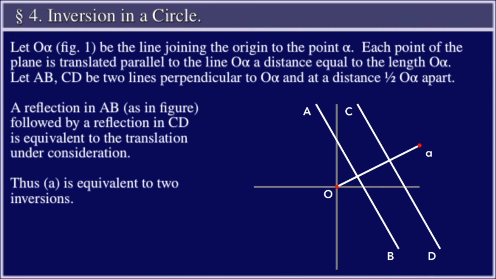Each point of the plane is translated parallel to the line Oα, a distance equal to the length Oα. Let AB and CD be two lines perpendicular to Oα and at a distance 1/2 Oα apart. A reflection in AB, as in figure, followed by a reflection in CD, is equivalent to the translation under consideration. Thus, A is equivalent to two inversions.